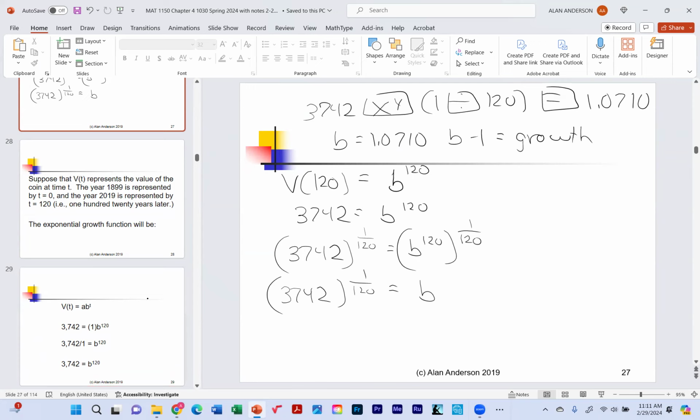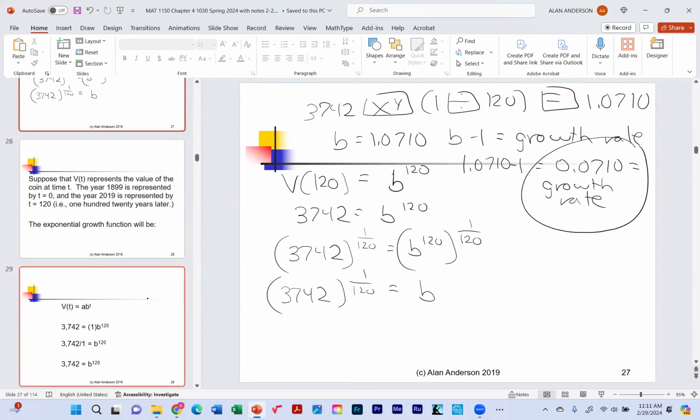Therefore, B minus 1 is the growth rate. So in other words, the coin's value increased an average of 7.1% per year over that time period. It doesn't sound like a spectacular growth rate, but that's enough to double your money every 10 years or so. So that's not too bad. So if you sold this now to a collector, it would represent a rate of return of 7.1% per year for 120 years.